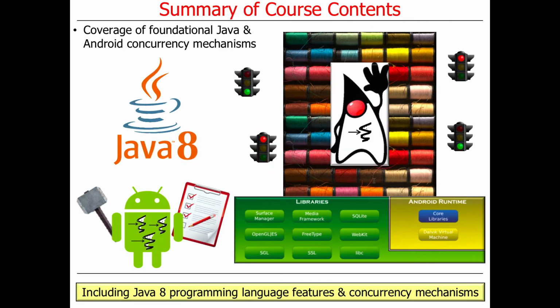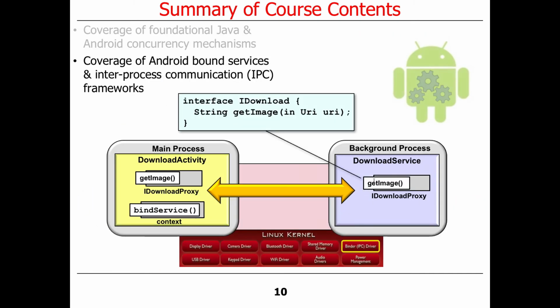So let's talk a bit about what the course will cover. We'll be covering the foundational Java and Android concurrency mechanisms, and I'll talk more about what the foundational pieces mean. We'll be talking about Java 8 programming language features a bit. Although this class is not really focusing on that, I'll give you resources you can go to learn more about it. And we'll be talking about some of the basic concurrency mechanisms. As you'll see later, there's a lot of stuff in Java related to concurrent programming, and we're going to focus on a piece of it.